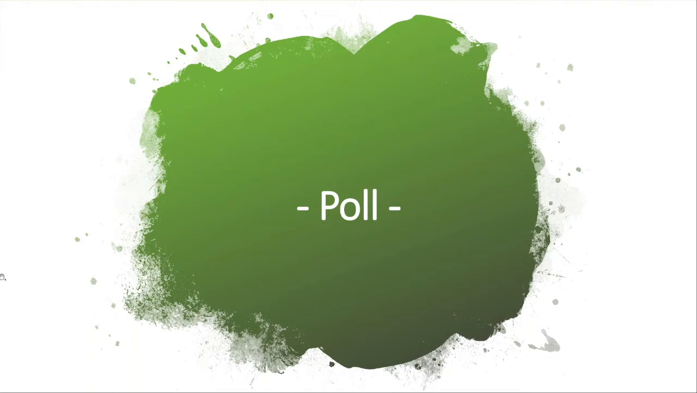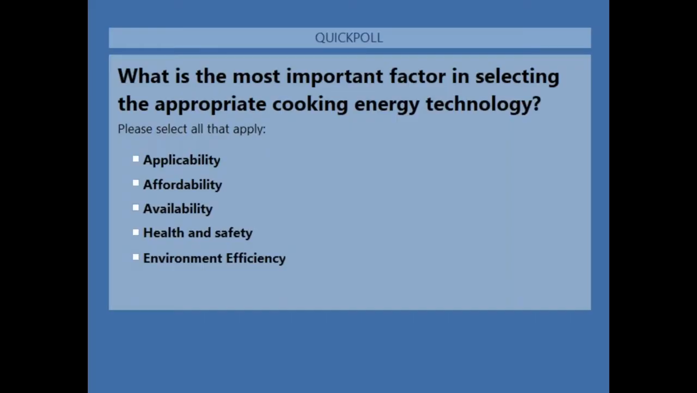So right now on your screen, I'm going to launch a poll, and you should have one poll question that is popping up. The question is, what is the most important factor in selecting clean cooking solutions? Whether it is applicability, if it applies to a particular setting or not, affordability, availability, health and safety, or environmental. So please choose the option that you think is the best from your point of view. You can also choose multiple options in case you think more than one criteria applies.